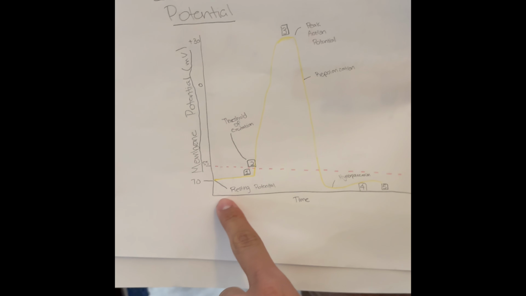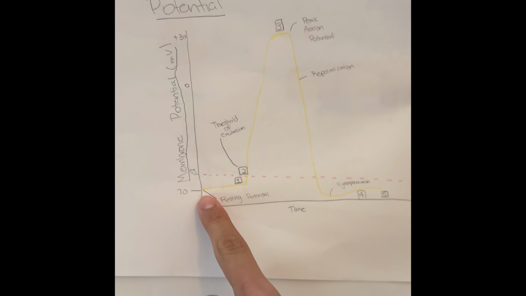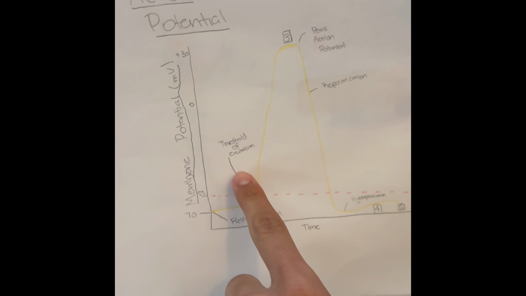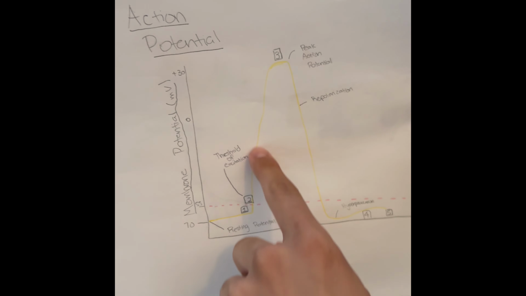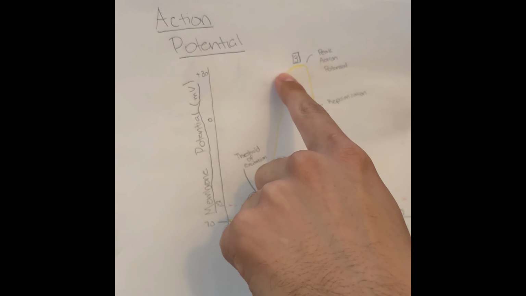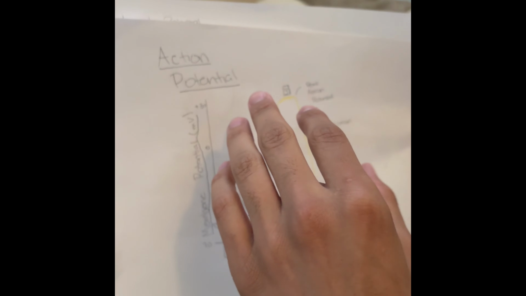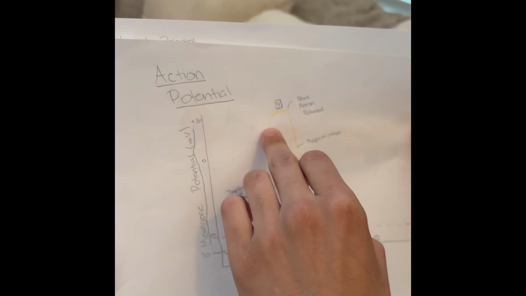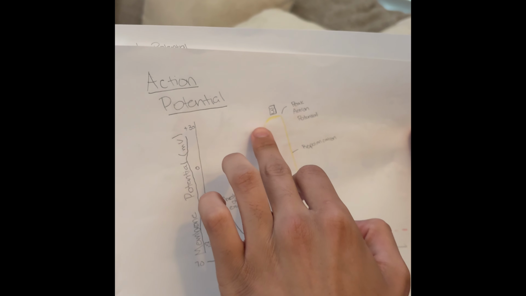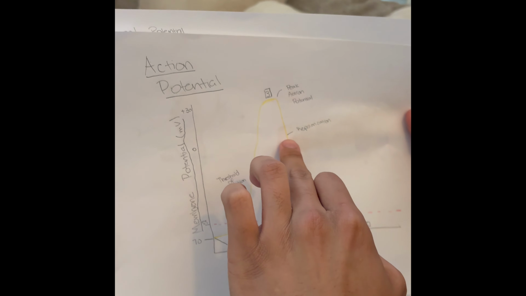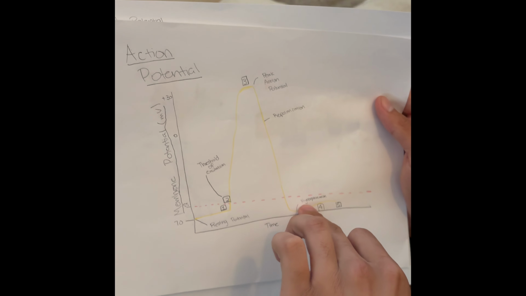This is when it starts at the resting potential, and then this is the threshold of excitation. And so when it reaches up to this breakpoint right here, this is the initial force and the spark, and the peak action right here. And then when it repolarizes, this goes all the way down here until it repolarizes.